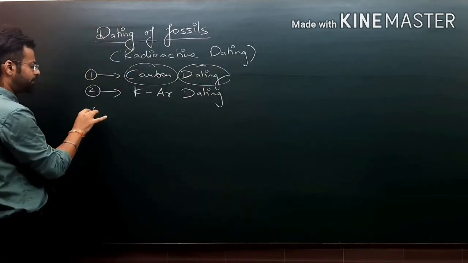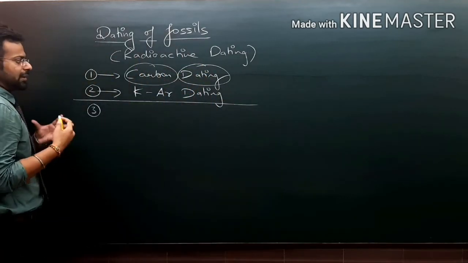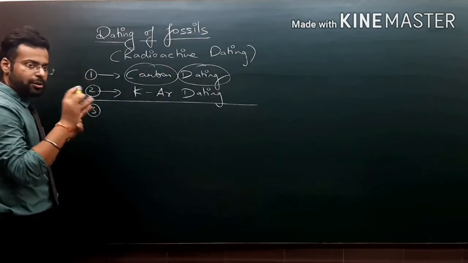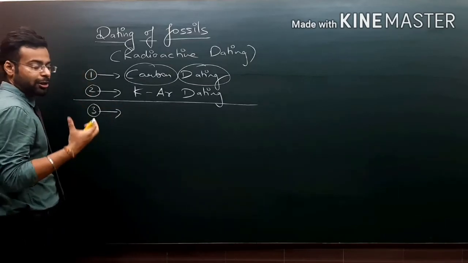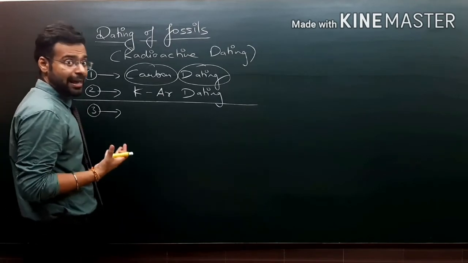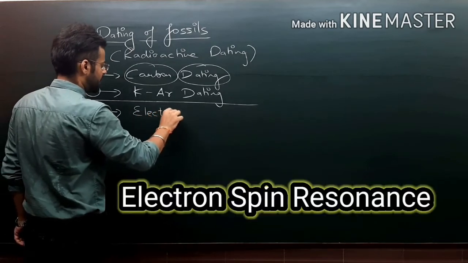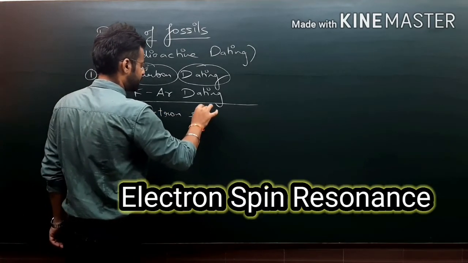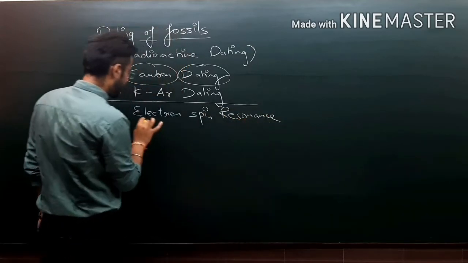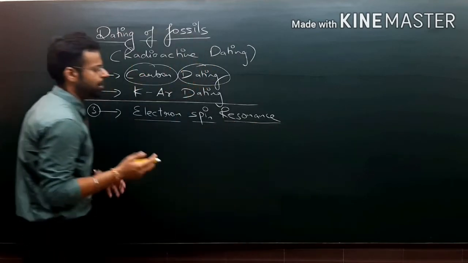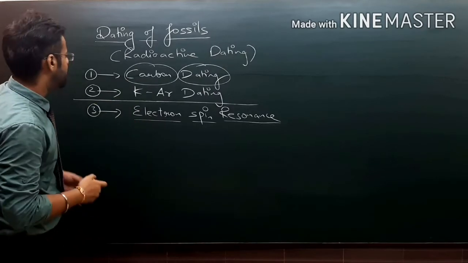The third topic is not part of radioactive dating. So these two are the radioactive dating parts. The third one is, of course, a dating, but not radioactive dating. It is something with electrons, something with nuclear magnetic resonance, NMR. It is known as electron spin resonance. So these are the 3 main methods we will be discussing in the dating of fossils. This one in this video, these 2 in the next subsequent video.